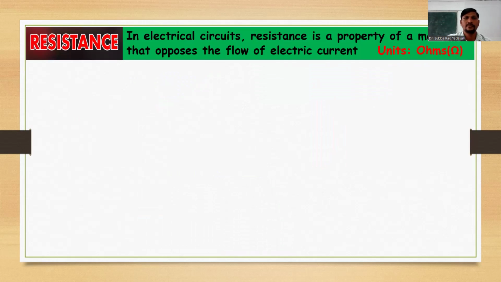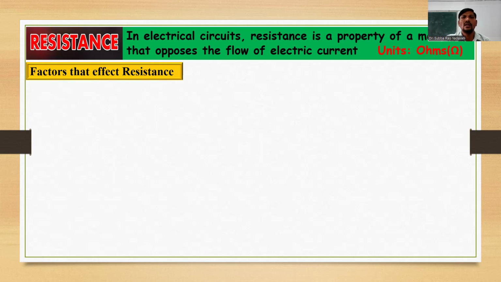And the next one, what is resistance? Resistance is a property of a material that opposes the flow of electric current. That means the resistance is the property of a material which does not allow the flow of electric current, which stops the electricity. The unit for resistance is the ohm.